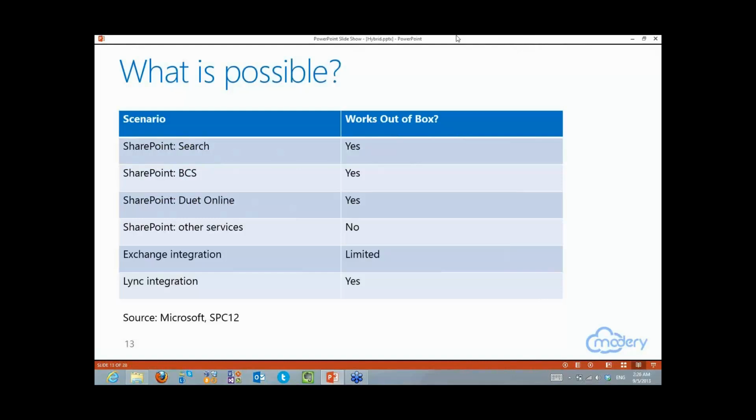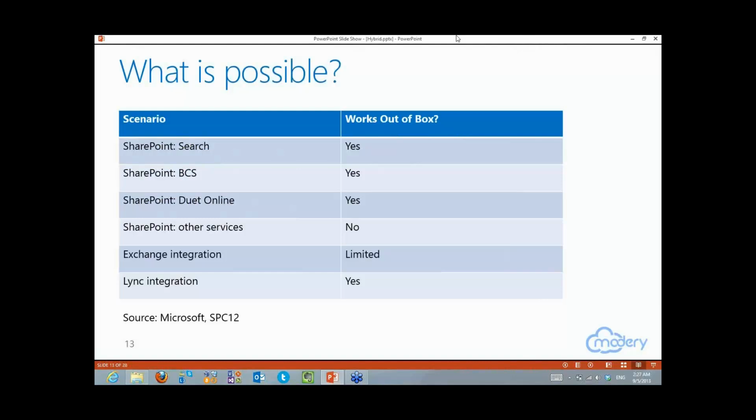Business connectivity services: you may want to consider, for example, providing some line of business information from your on-premises environment, let's say from your SQL Server or from any other business system that you have on-premises. You may want to surface that kind of information in Office 365, so BCS may help you here. And Duet Online is very specific: that's when you have SAP running. That may help you to connect the two systems to each other.